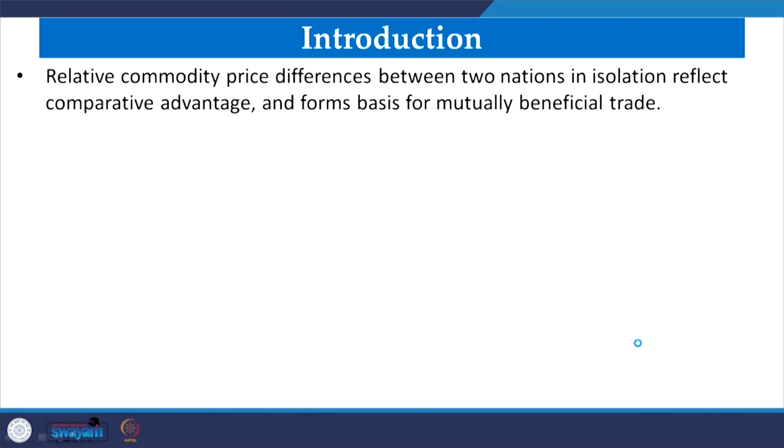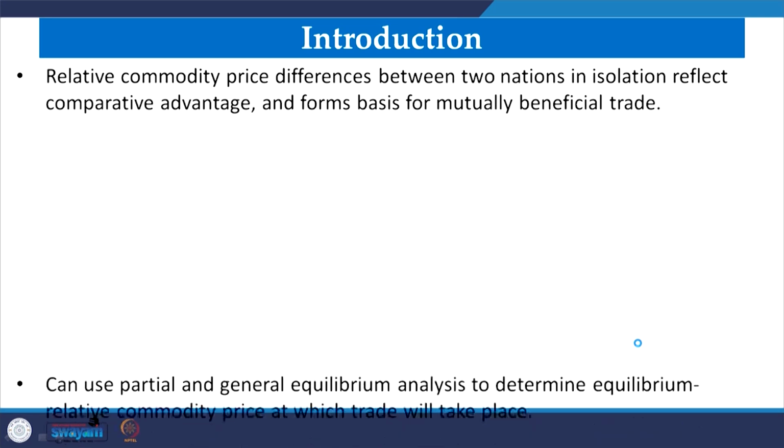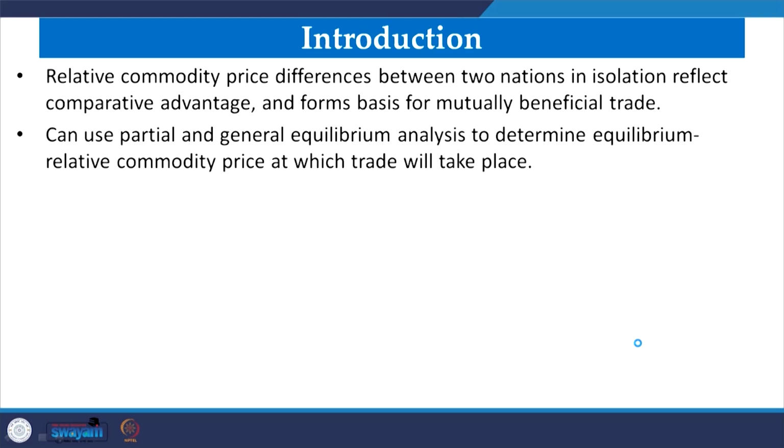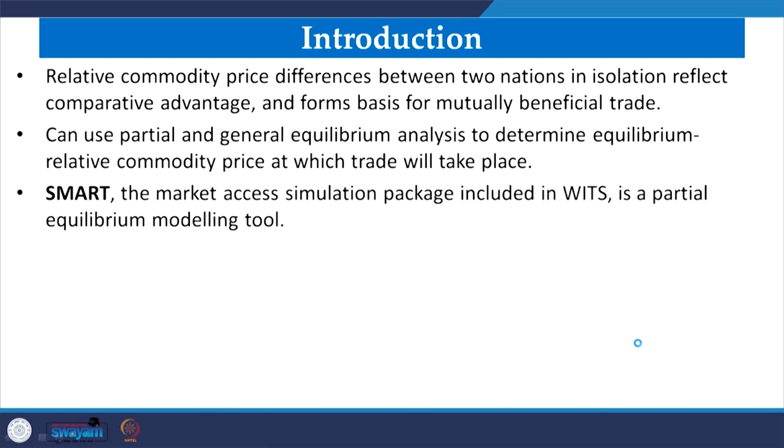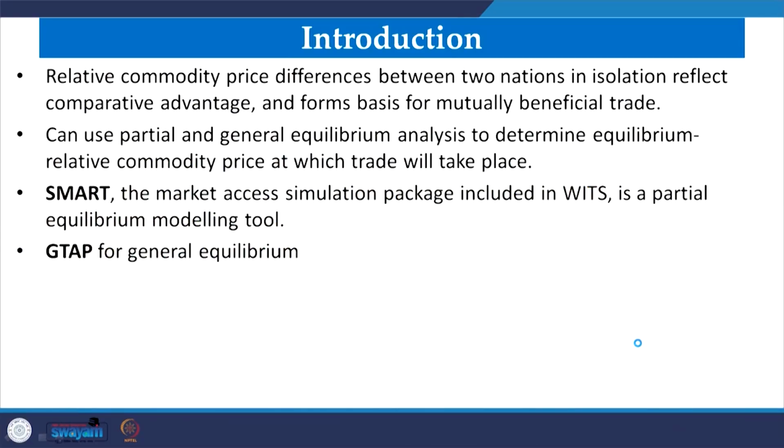So, in the introduction, as I already said, the relative price differences between 2 nations in isolation reflect comparative advantage and form the mutually beneficial trade. This can be explained with partial equilibrium and general equilibrium setups, and accordingly the trade takes place. As we have already pointed out, SMART is the simulation package which includes WITS, the World Integrated Trade Solution, a partial equilibrium modeling tool, whereas GTAP is another advanced software for international trade modeling, highly useful for general equilibrium analysis.